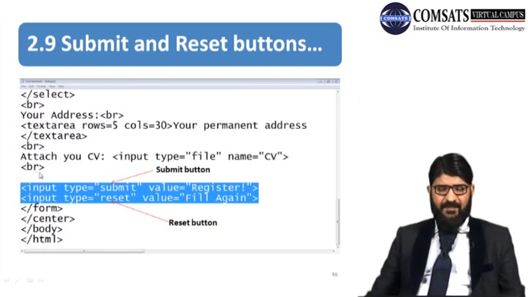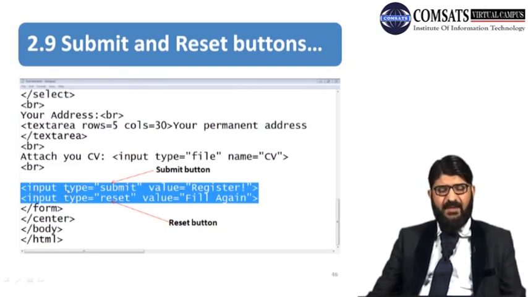So after the file option to upload, we have written the new code in our file, that is input type equals to submit, and then we have mentioned the value for the submit, that is register, and then input type equals to reset, and then the value given is fill again. So input type is submit and value is register. This is for the submit button, and input type equals to reset and value is equal to fill again. This is for the reset button.